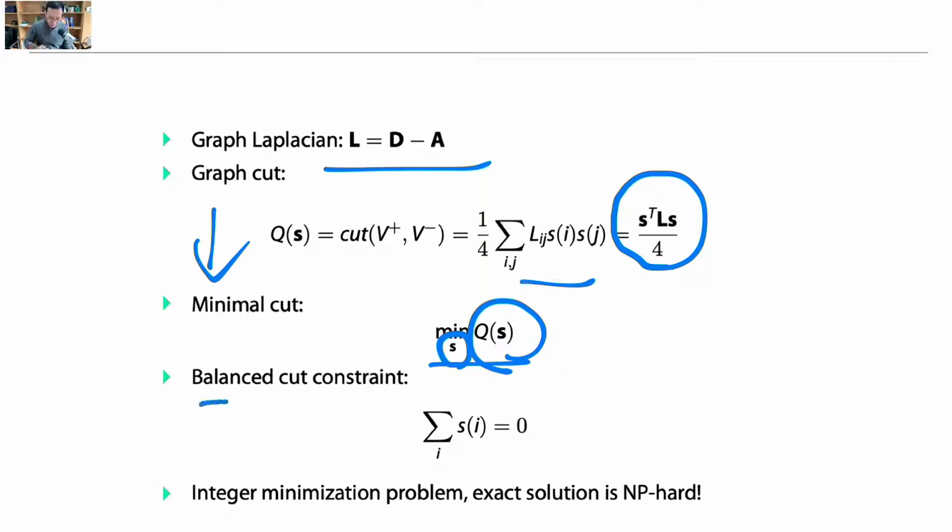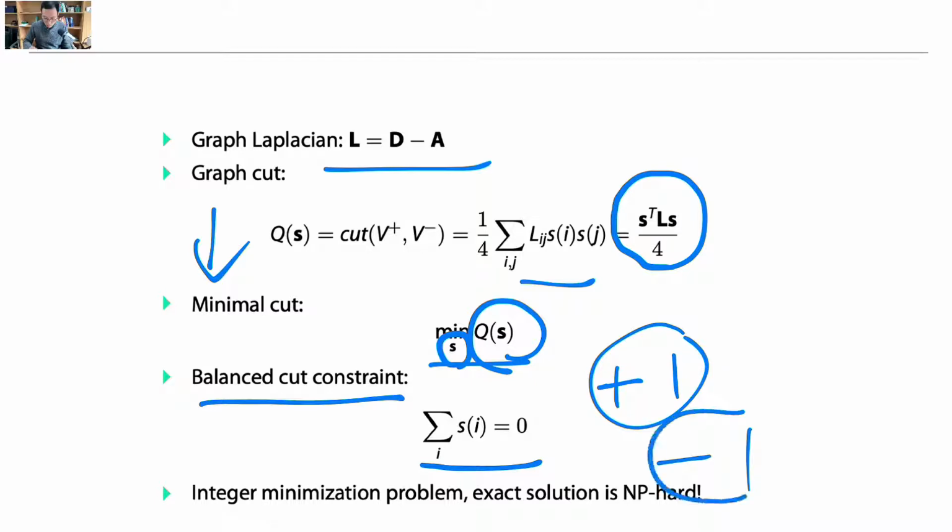And we also give another balanced cut constraint. So make it a balanced cut. The summation should be 0, right? Or was +1 and -1. When the number of +1s and the number of -1s are the same, it will give the 0 value. So this is an integer minimization problem, and the exact solution is NP-hard. So for the optimization, we give the objective function and the constraint, and we learn the optimization solver, right? But this is an NP-hard problem.